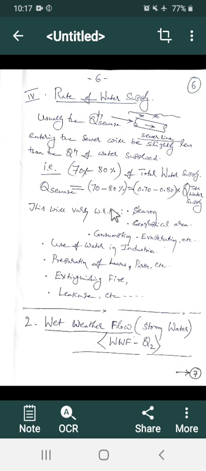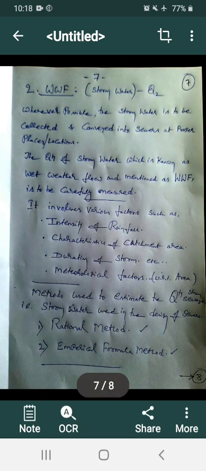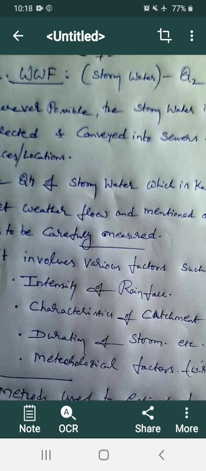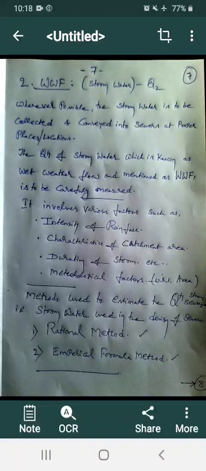Now in the bottom, see, wet weather flow or storm water. Dry weather flow is Q1 and wet weather flow is Q2. How to determine this storm water? WWF means wet weather flow, which is equal to storm water. This is Q2. Now you have to study WWF in detail. What is WWF? Why is it called Q2?